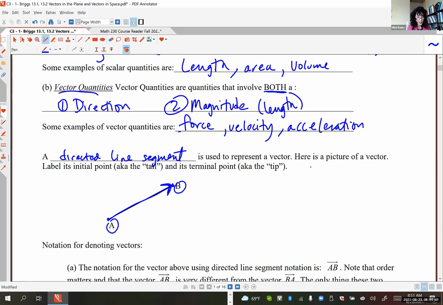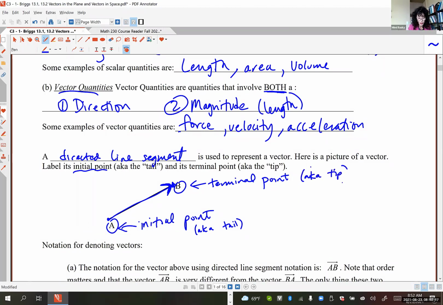Some more vocabulary. The initial point is A. That's the point that doesn't have an arrow on it. It is sometimes called the tail, also known as the tail. The other point, B, is known as the terminal point. And yes, I'm going to use these phrases in the future, so know which is which, otherwise you'll get really confused. And sometimes they call that the tip. So the tip is where the arrow is.